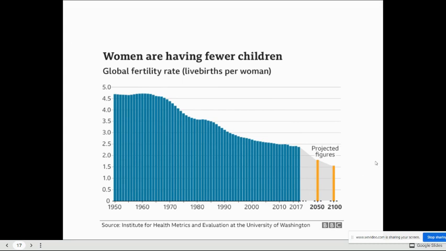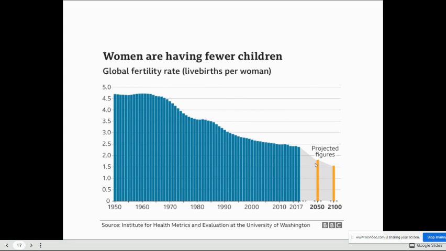Now, the interesting thing is that women are having fewer and fewer children. The fertility rate has gone down drastically worldwide. This is global, but in 1950, on average, women worldwide were having about 4.5 or 4.6 or 4.7 children per lifetime. And today, in 2017 at least, that global number has fallen below 3. So women all over the world are having fewer children than they ever did before.